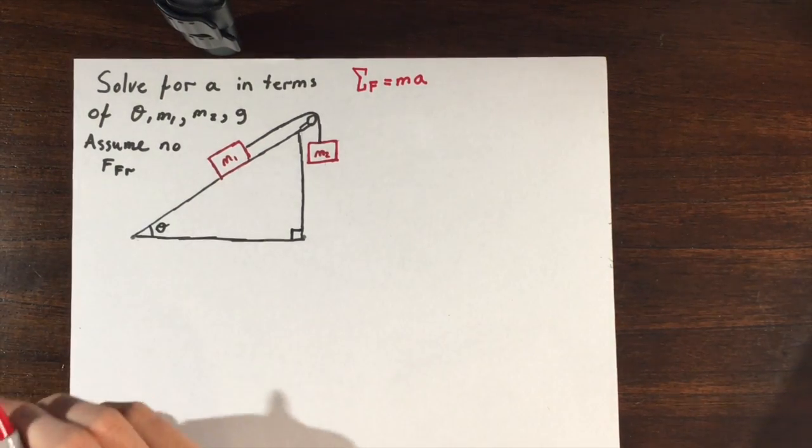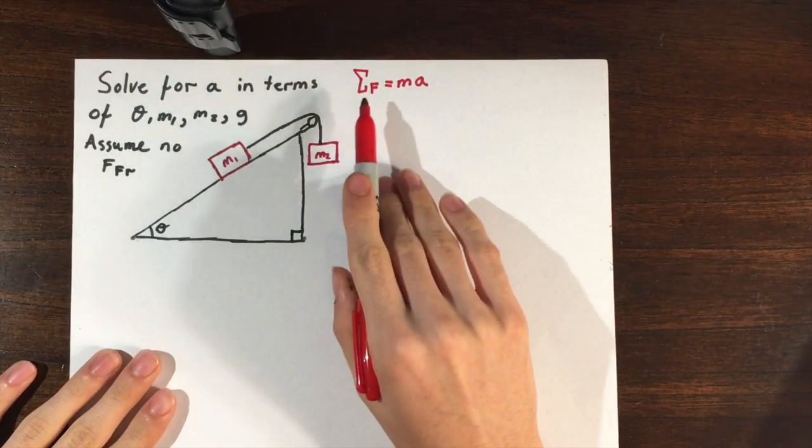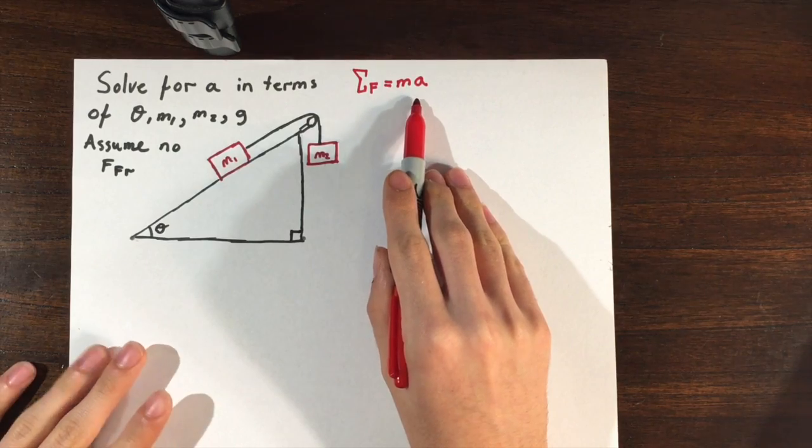Hey guys, so today we're going to be looking at some force problems. We're going to be looking at inclined planes, pulley systems, a mix of the two, as well as some general force problems. And for all of these problems, we have to keep in mind Newton's second law of motion, which states that the summation of the forces acting on an object is equivalent to the object's mass times acceleration.